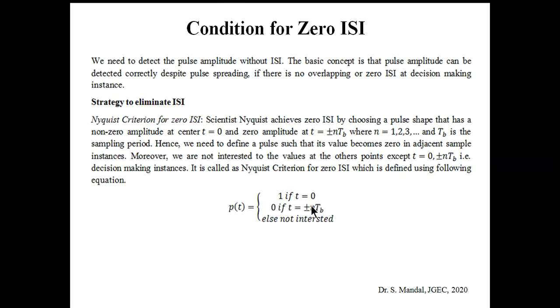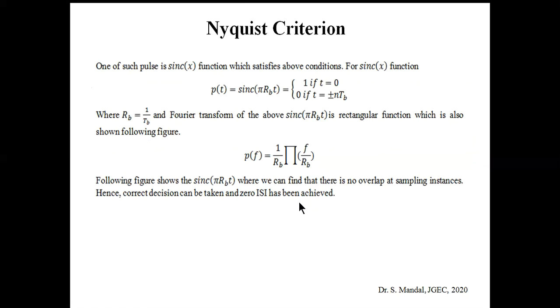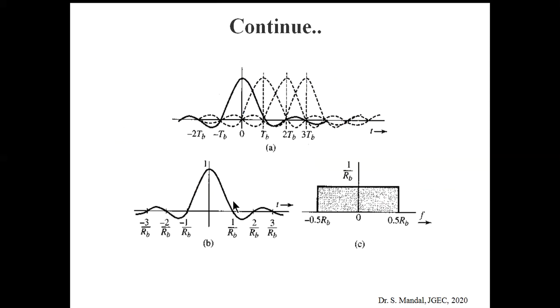Now, one such pulse can be represented by the sinc function. If we observe the sinc function, here you can see that at t equal to 0 seconds the value is 1, and this one is a sampling instant, this one is a sampling instant, and so on. At all these points the corresponding value is 0, and we are not bothered about the values between 0 and 1/Rb.